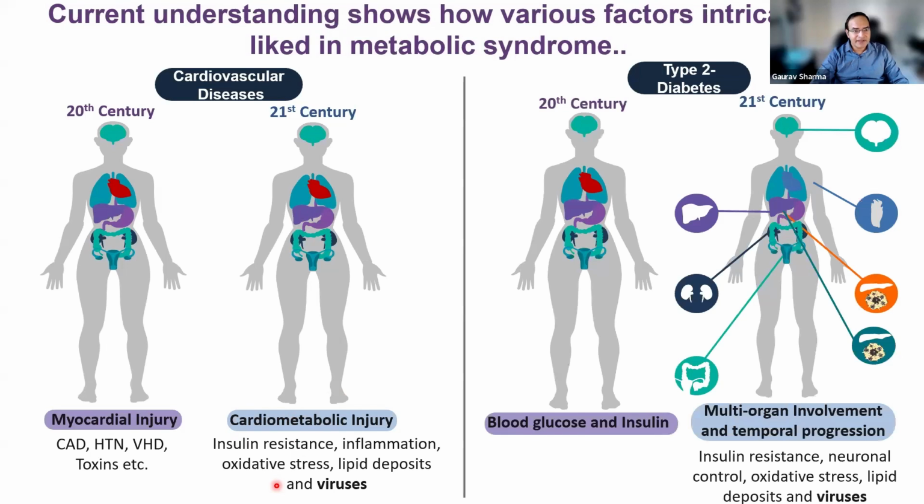If we talk about diabetes in the 20th century, it was mainly blood glucose and insulin. But now we see systemic inclusion of all the organs. For example, the brain is involved in metabolic regulation, and we see temporal progression of the disease. For example, neuronal control, oxidative stress, and the kidneys are included because they regulate blood glucose levels and insulin, and absorption through the intestine. So several different organs are involved. It's not just blood glucose and insulin now.